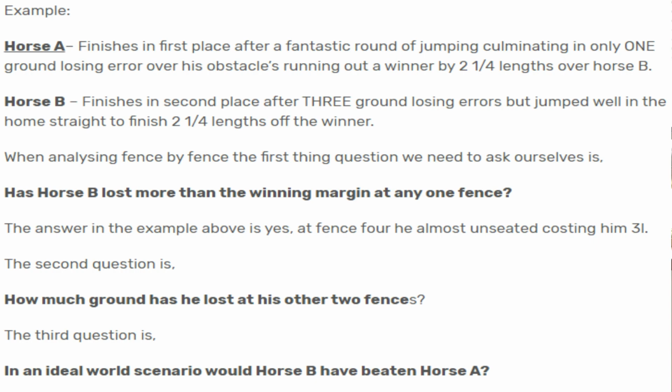So when analysing this fence by fence, we need to ask ourselves a couple of questions. Horse B, has he lost more than the winning margin at any one fence? The answer in the example above is yes. At fence 4, he almost unseated, costing him 3 lengths. The second question is, how much ground has he lost at his other 2 fences? And the third question is, in an ideal world scenario, would Horse B have beaten Horse A? The answer in this case is yes.